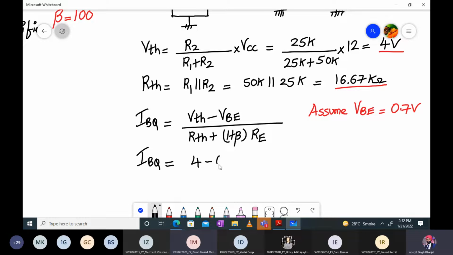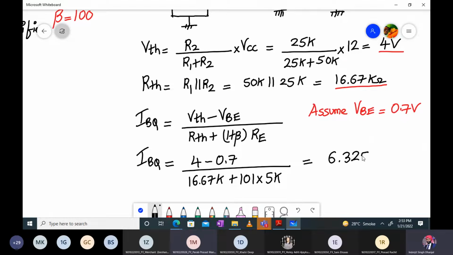VTH is 4 volt, 4 minus 0.7 divided by RTH plus 1 plus beta. So RTH is 16.67 kilo ohms plus beta is 100, so 101 into RE. RE value is 5K. So please calculate this, solve it in the calculator. You will get it as 6.325. Please verify these numbers. If you get anything different, please do notify. Okay. So this is calculated.